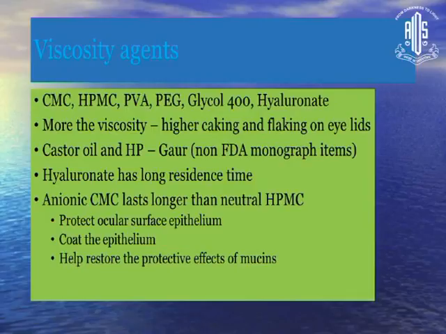The only difference between hyaluronate and the others is that it has a long residence time. So the frequency of drops which would be required in moderate dry eyes could go down significantly if it is used. Anionic carboxymethyl cellulose usually lasts longer than the neutral HPMC, and this tends to protect the surface epithelium and coats it, and therefore it helps restore the protective effects of mucins. So in that sense, an anionic molecule would be more useful in patients where you see a significant ocular surface epithelium disorder.